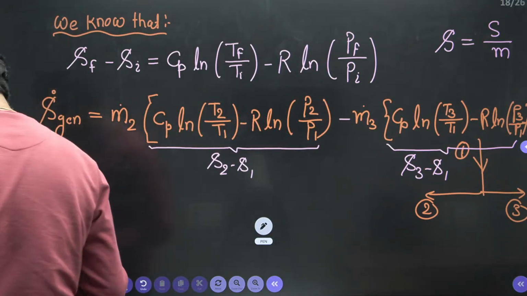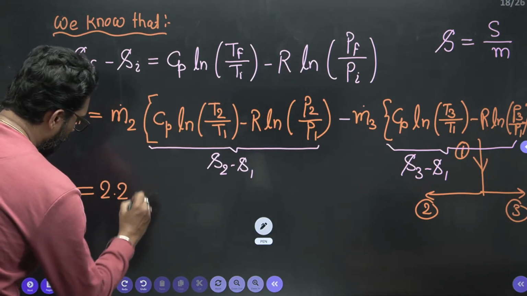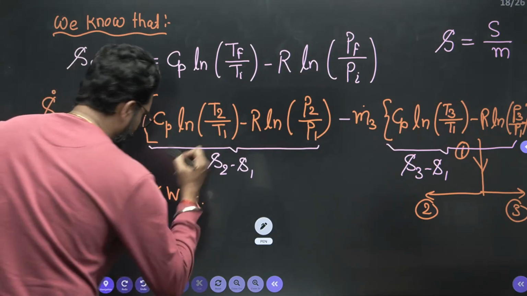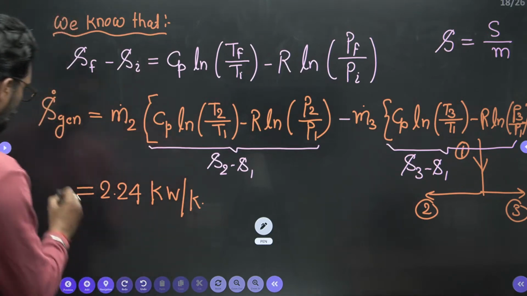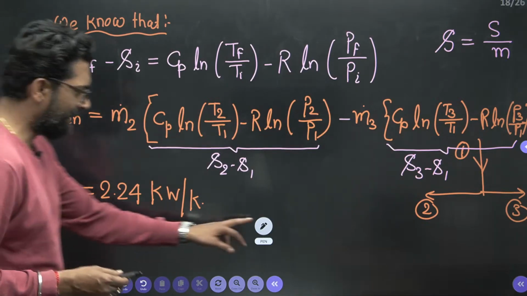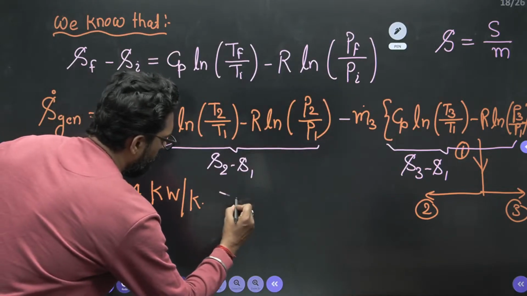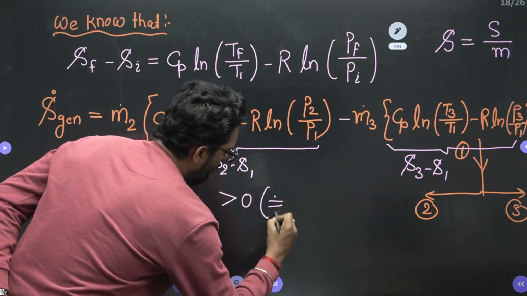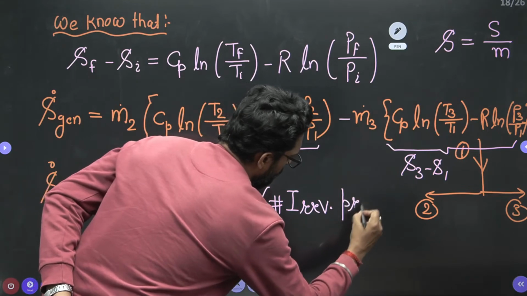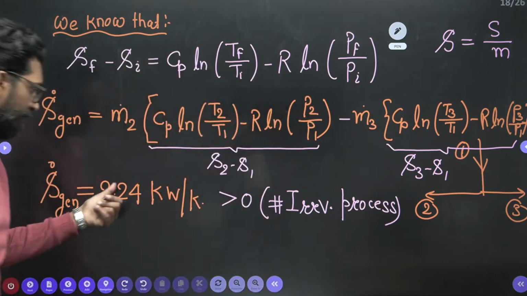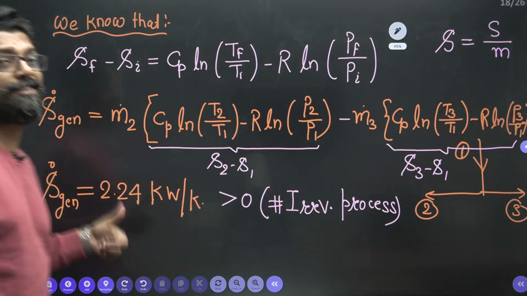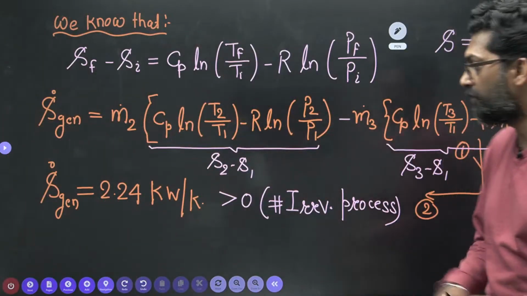If you put all these values, the answer is 2.24 kilowatt per Kelvin. This is your entropy generation. And this generation is greater than 0. That means it is an irreversible process. If it is 0, then in that case the process is reversible. If it is less than 0, the process is not happening.